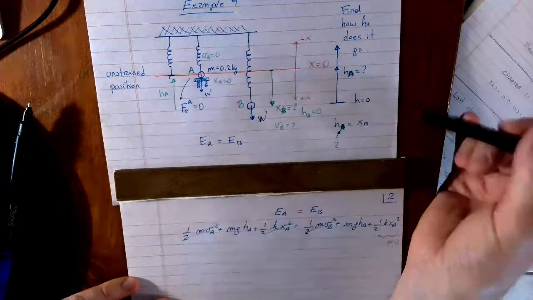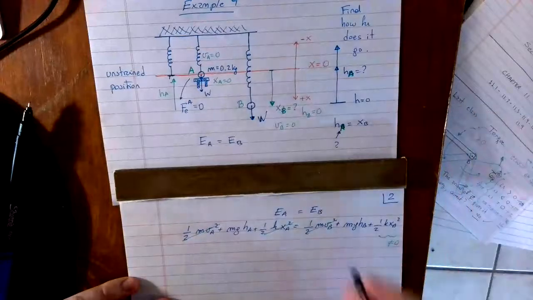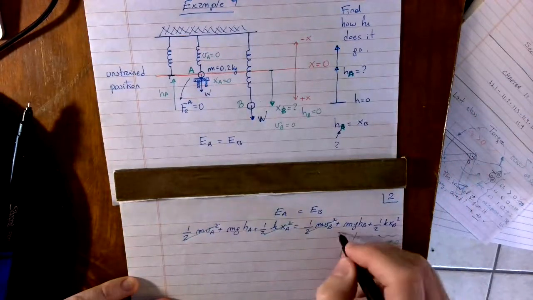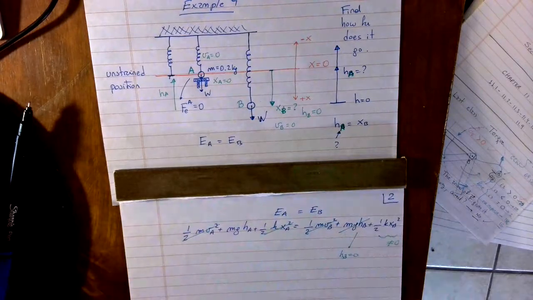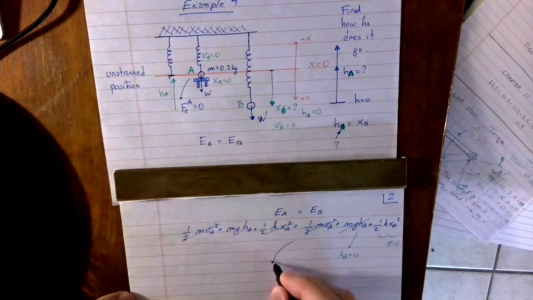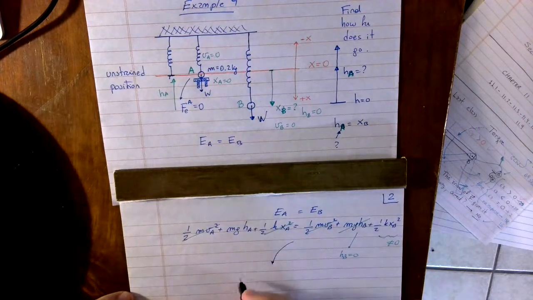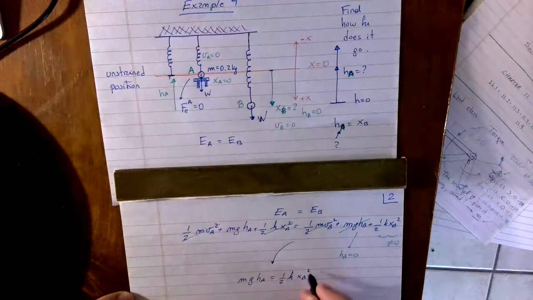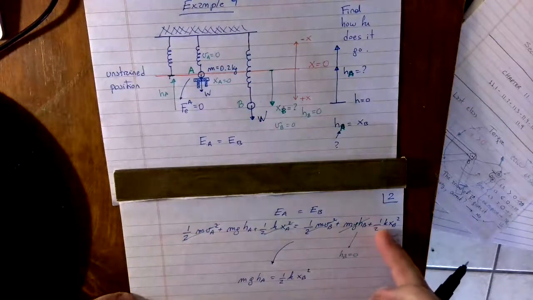Why is HB 0? Okay, so let's put HB equal to 0 here, and then we cancel it out. Let me just rewrite this equation, and then we investigate why HB is 0. So eventually I get mg HA equal to 1/2 K XB squared equal to 0. So that's the equation that we got from here.